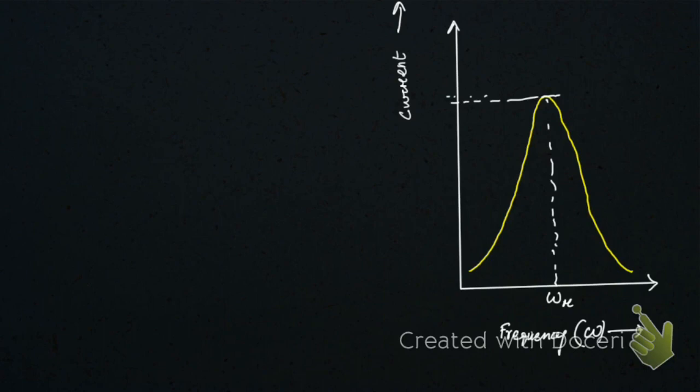Here we got I naught is equal to E naught by Z, which is the impedance, and at resonant frequency Z will be equal to the resistance R, that is E naught by R. Let me tell you how. But before that, let me write the definition of the quality factor.